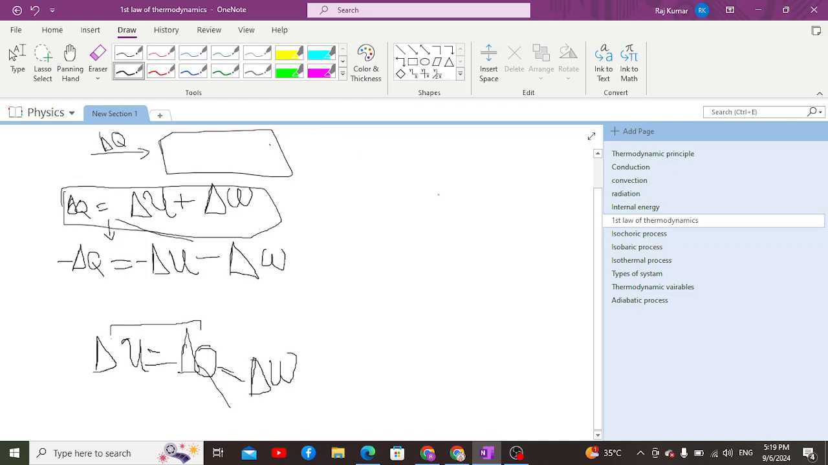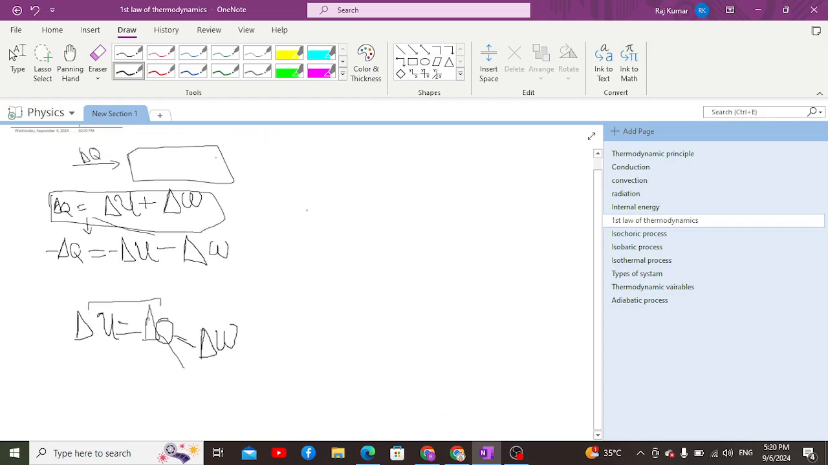Likewise, if we talk about some other conditions, the law of thermodynamics is also known as the law of conservation of energy. Why is it known as the law of conservation of energy? Because in all of these cases, what it actually shows is that the energy is being conserved. It is neither being created nor destroyed in all of these cases.